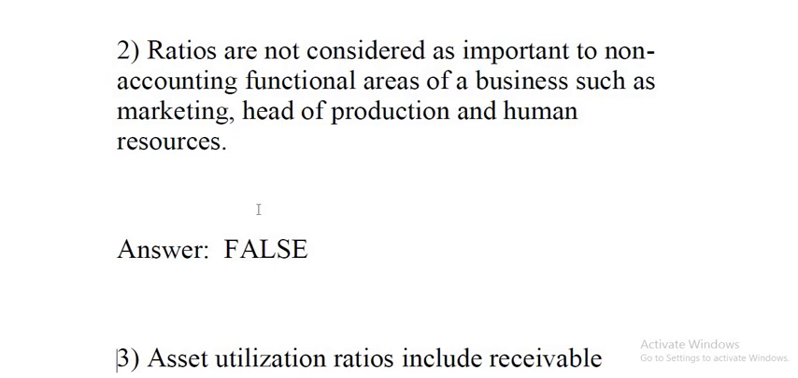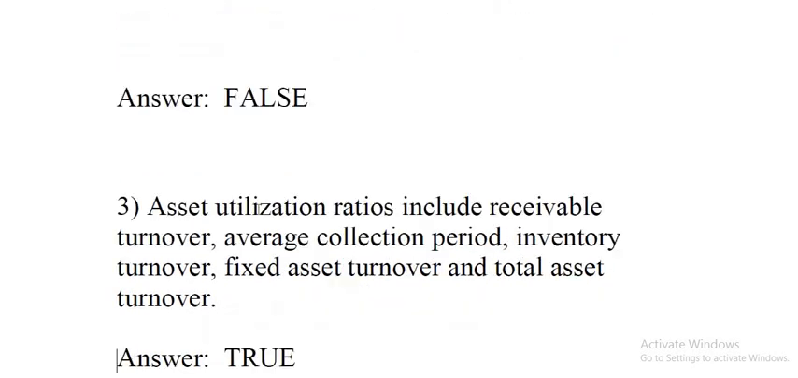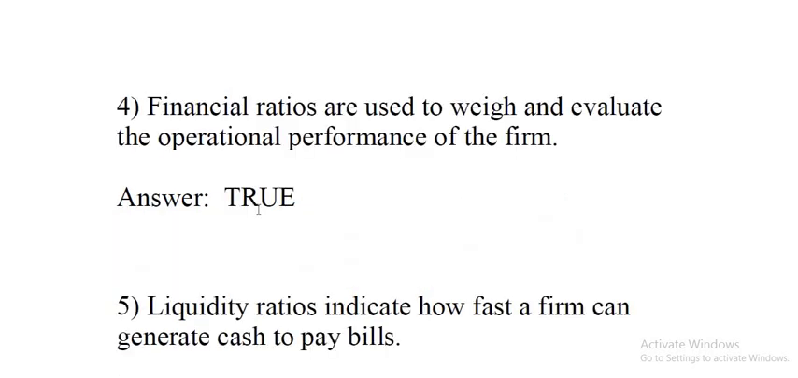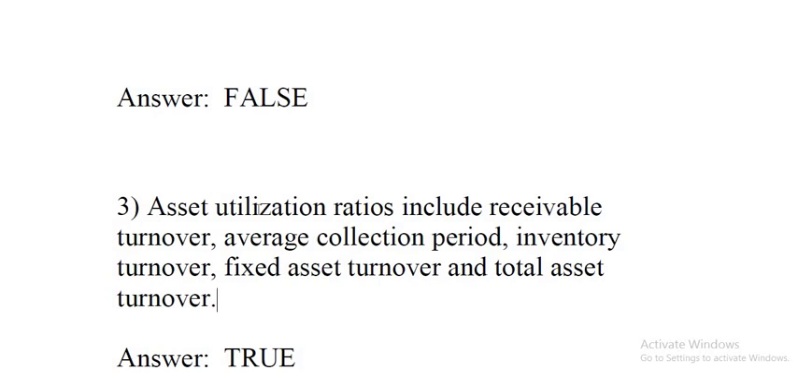Third question: asset utilization ratios include receivable turnover, average collection period, inventory turnover, fixed asset turnover, and total assets turnover. This is true. They are the financial ratios concerning asset utilization.